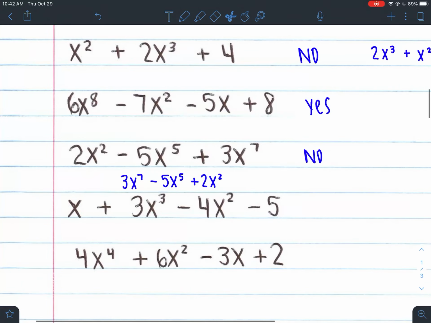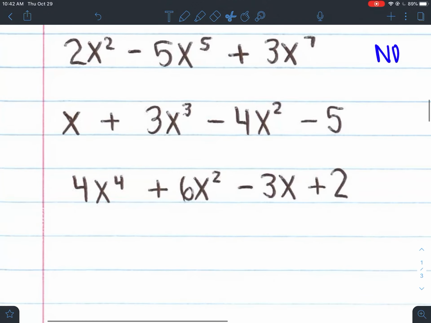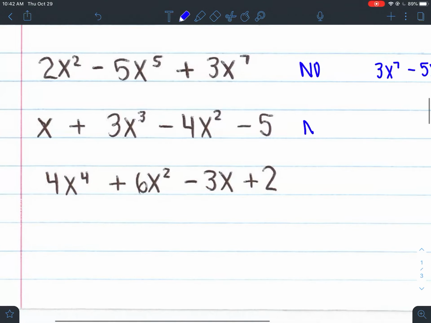So that is going to be our standard form for this one. Okay, moving on to the next one, x plus 3x cubed minus 4x squared minus 5. Is this in standard form? No. Okay, so this is not in standard form. So I want to order this in standard form.